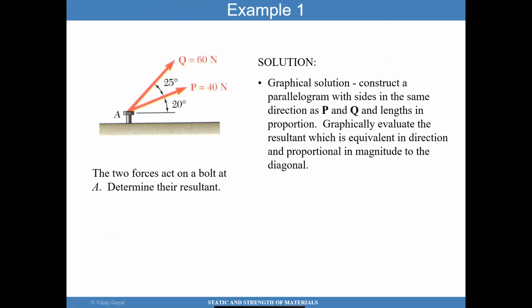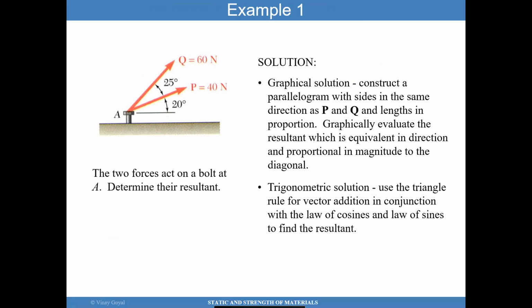Let's hit a few examples. I'm going to go through several examples to explain this concept. So say you have 2 forces acting on a bolt at a point A. My question is, given a force P of 40 Newton, given a force Q of 60 Newton, given this angle of 20 degrees, given this angle of 25 degrees, can you determine the resultant that's acting on this bolt, this point A, which is where the bolt is?